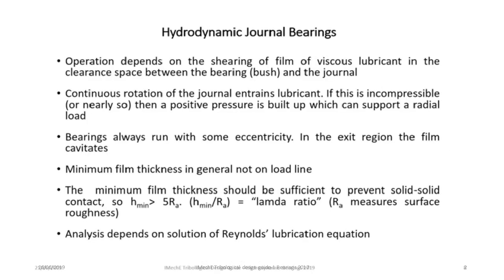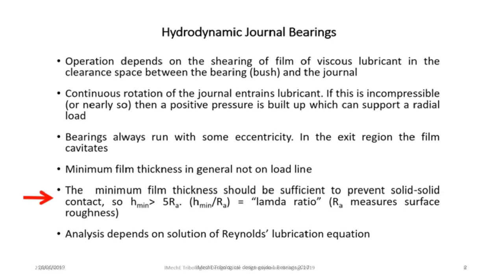This slide summarizes these conditions. Bearing operation depends on shearing the film of viscous lubricant in the clearance space between the bearing, that is the bush, and the journal. Continuous rotation of the journal entrains lubricant. If this is effectively incompressible, then a positive pressure is built up, which can support the radial load. The bearing will always run with some eccentricity, that is, the centres of the journal and the bearing are displaced. In general, the minimum film thickness will not be on the line of the load.